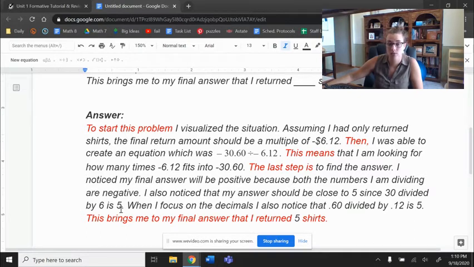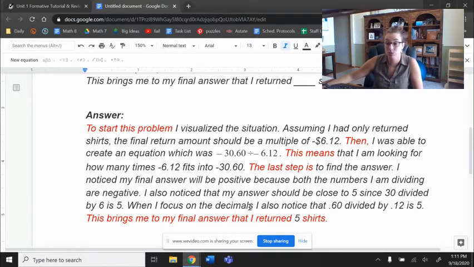I know it's challenging to divide numbers that have decimals, but I was looking at a ballpark thinking, okay, here's 30 and here's 6. I know that 30 divided by 6 is 5. I can do that in my head. That's easy. So it should be close to 5 is what I'm saying.